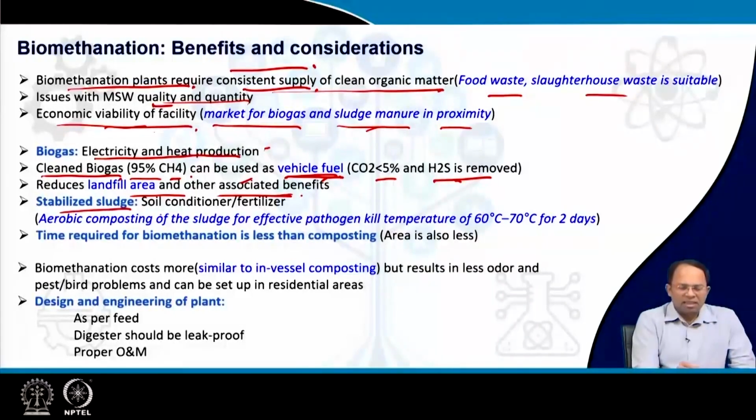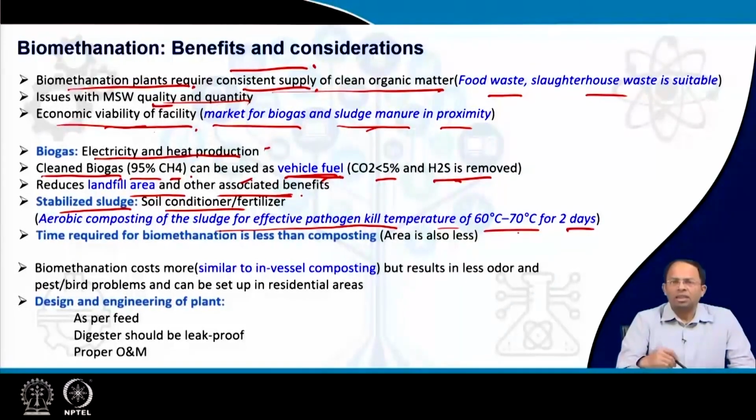Then the stabilized sludge could be used as a soil conditioner or fertilizer. But we have to do aerobic composting of the sludge to reach the effective kill temperature for pathogens, which is 60 to 70 degrees for 2 days. We have learned in composting how we can reach this kind of temperature. The time required for biomethanation is less than composting. So definitely when time is less, the total area required for a biomethanation plant is less than for a composting plant.